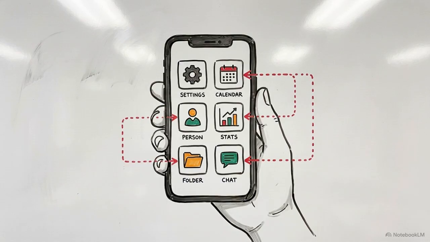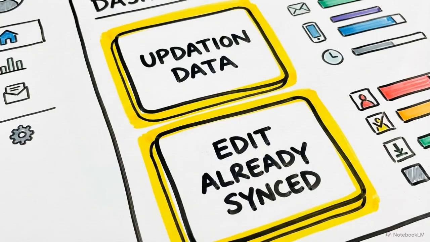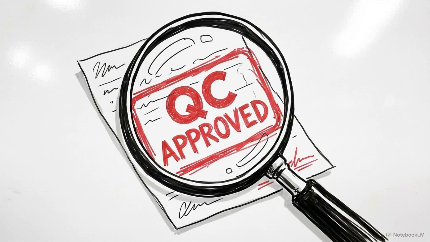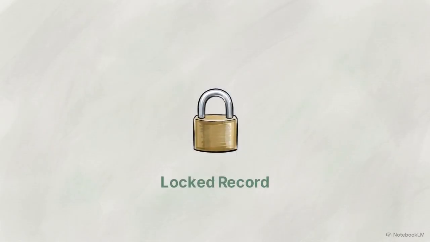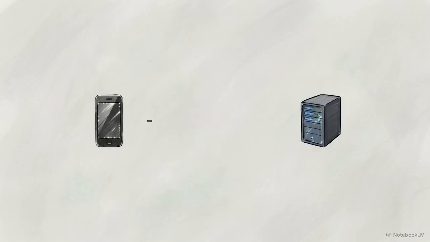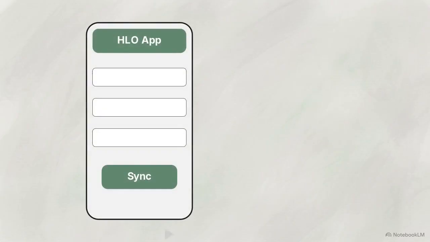If you realize a mistake after leaving the household, return to the main dashboard. You can use the Updation Data or Edit Already Synced modules to make necessary corrections. This localized review phase acts as your final quality control checkpoint. It ensures the raw data is entirely accurate before it gets locked and transmitted to the central database. Saving data to your phone does not mean it has been submitted to the government. You still need to execute the final administrative step.